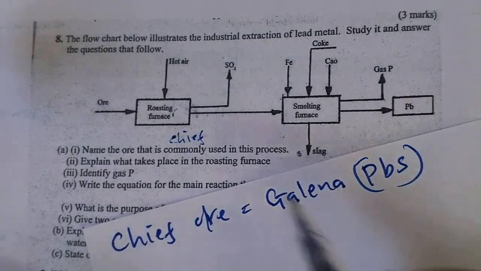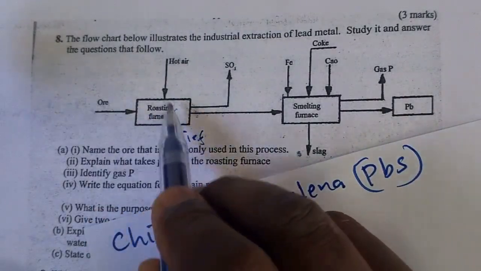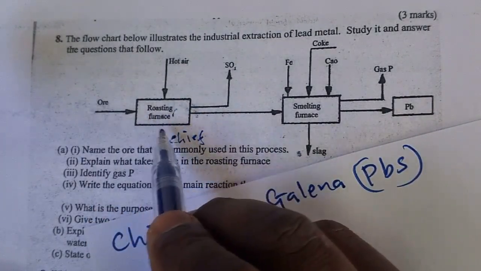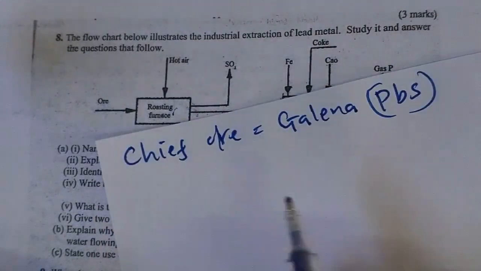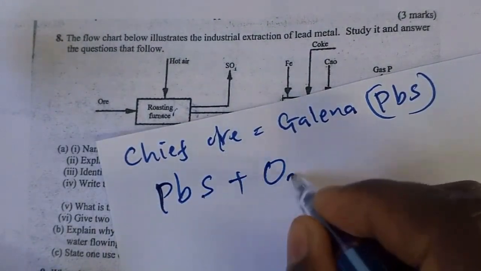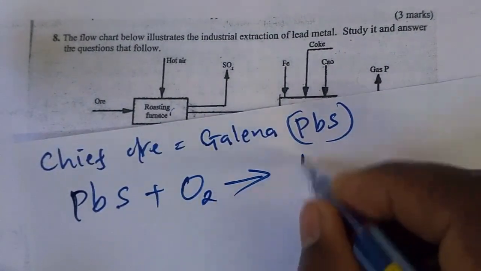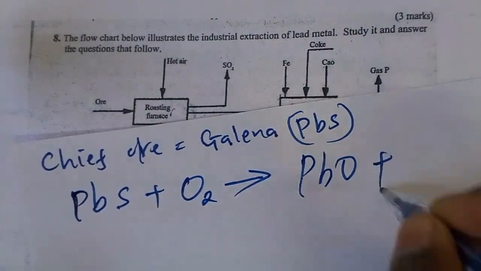In this one, the chief ore is roasted, is burnt. So why is it burnt? Lead sulfide, this is the equation which takes place in the furnace because it is burning to this form. So it's going to form lead oxide plus sulfur 4 oxide.